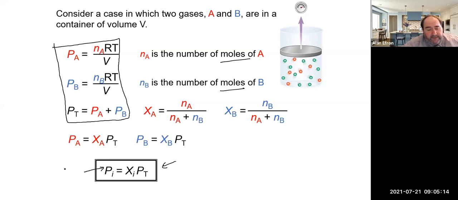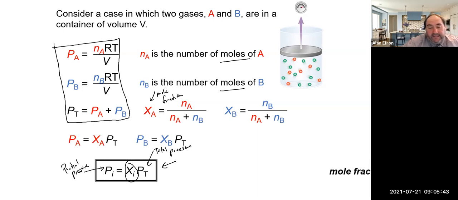This is the partial pressure of whatever gas you're looking at. This is our total pressure. And X is what we saw earlier, our mole fraction. If you remember, our mole fraction is the moles you're interested in divided by the total moles, without multiplying by 100.